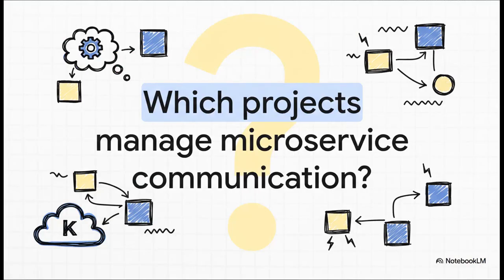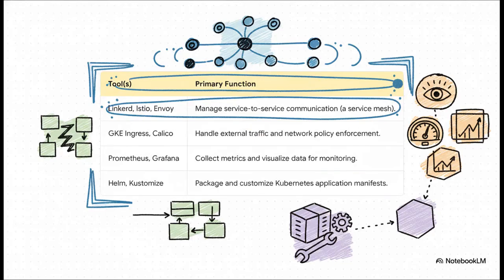So, put on your exam hat for a second. If you get a question asking you to pick the right tool to manage all that back and forth between your services, what's your answer going to be? Let's take a look at the potential candidates. All right, here are our usual suspects. You've got your service mesh tools, stuff for ingress, monitoring tools, and of course, deployment tools. Now look, they're all super important in the Kubernetes world, for sure. But only one of these groups is really built for one specific job, managing that internal service-to-service chatter.